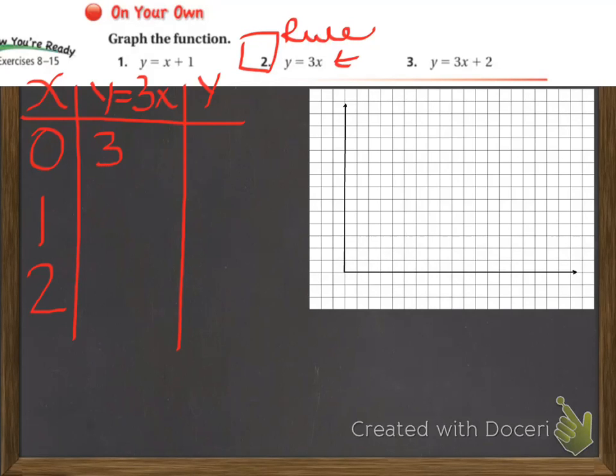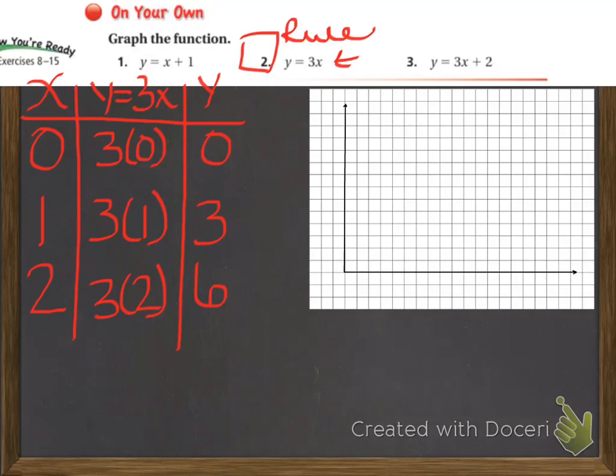Okay, so I have 3 times 0 is 0. I have 3 times 1. Notice I'm just substituting, plugging it in, and getting the output. I have 3 times 2, and that would give me 6. It's an easy, simple rule.